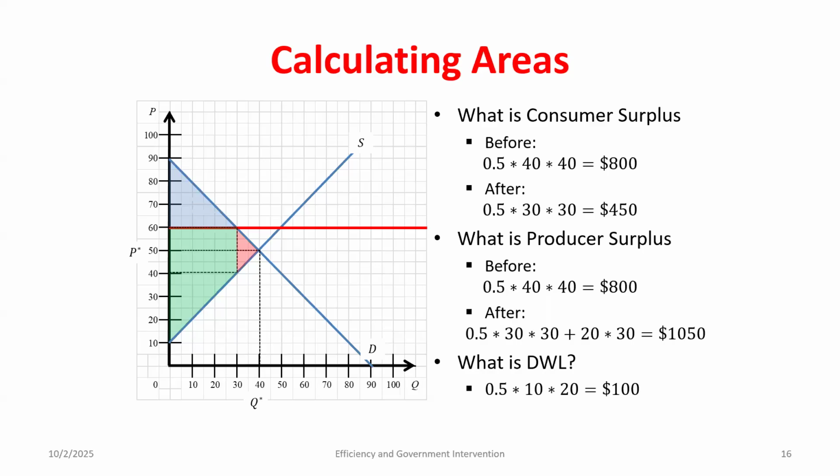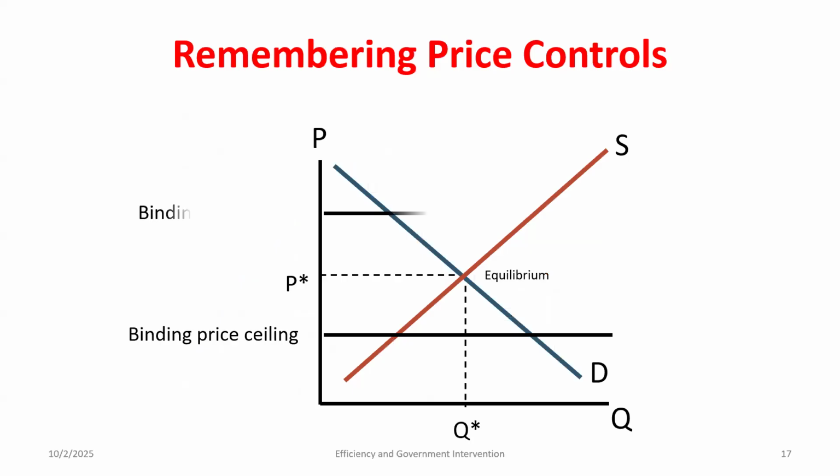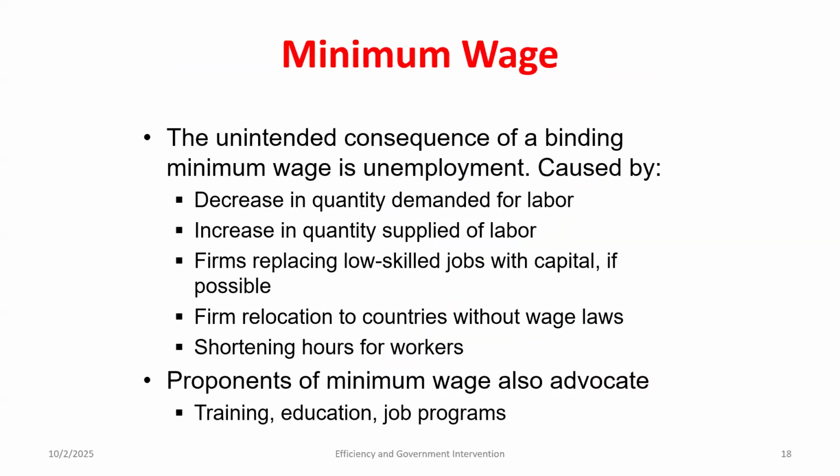So this is kind of what we focused on last class, remembering price controls. The price floor needs to be, it's kind of counterintuitive, above the equilibrium price, and the price ceiling needs to be below, okay? So this is where sometimes we have some results that are counterintuitive. This would be one of them, okay? We'll talk more about minimum wage.